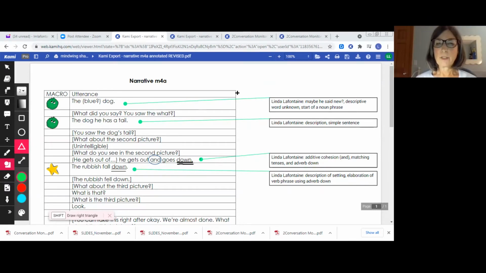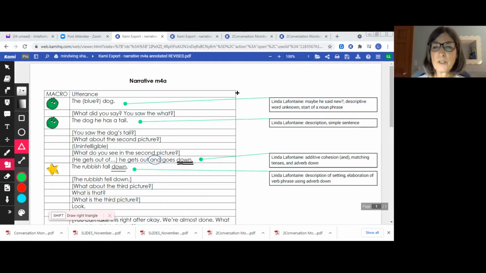And I just import the, when you type something up into a Word document, I resave it as a PDF, and then you can upload it into CAMI, and then you're allowed to make comments on it and add whatever you want to it. So Mary Ellen and I went through this. Even though it says Linda LaFontaine over on the right-hand side there, that's really just because I'm the one that's putting the annotations in. This is information from Mary Ellen as well.